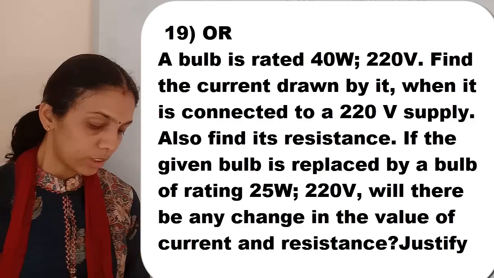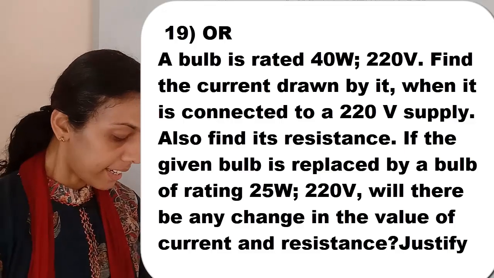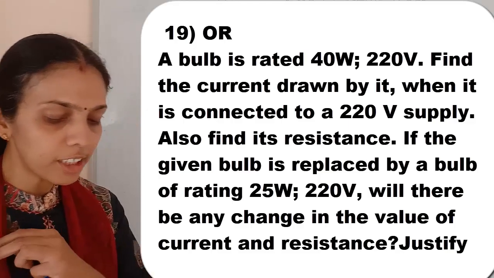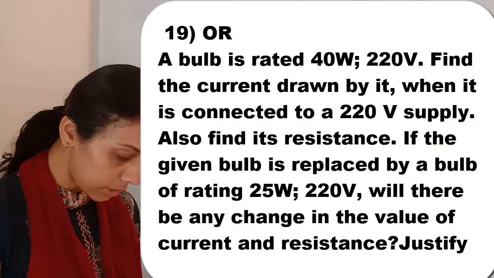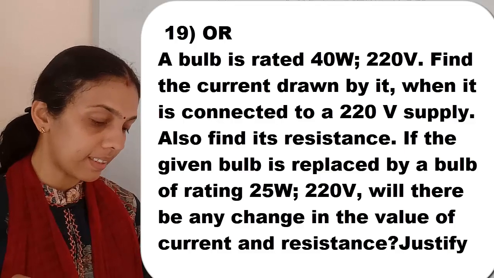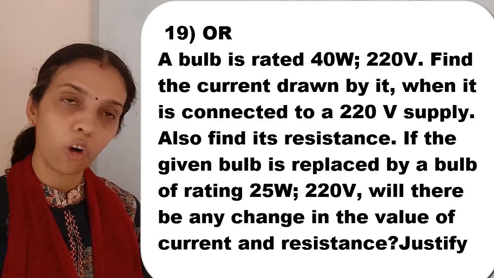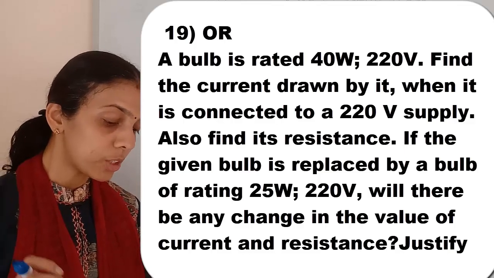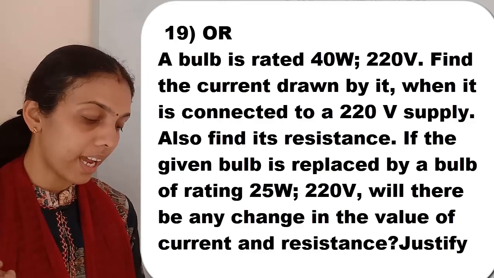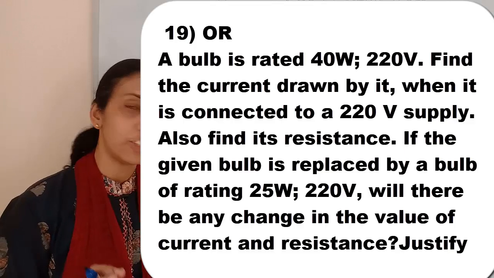In the 19th question itself, an OR question is there: a bulb is rated 40 watt, 220 volt. Find the current drawn by it when it is connected to a 220 volt supply. Also find its resistance. If the given bulb is replaced by a bulb of rating 25 watt, 220 volt, will there be any change in the value of current and resistance? Justify your answer and determine the change.